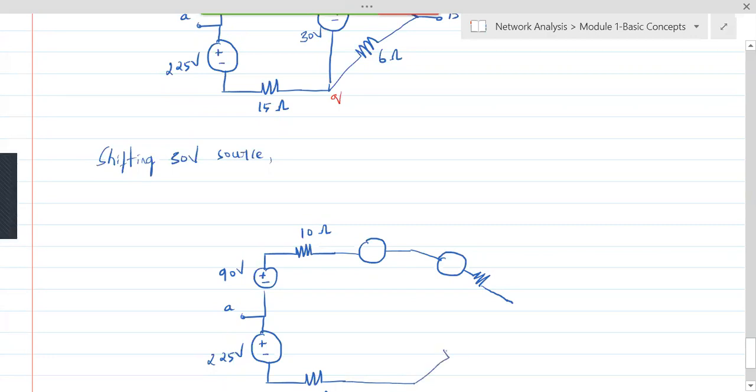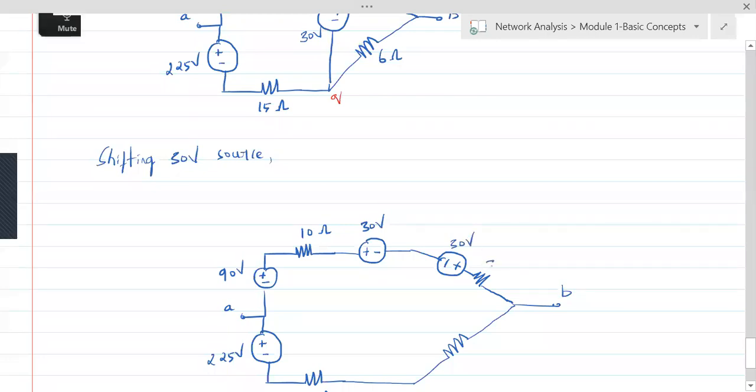And so this is how it's going to look like. This is not complete yet, let me complete it. So this is plus, this is minus, this is plus, and this is minus. Okay, so the 30 volts has been shifted. These 30 volts has been shifted now. 3 ohms and 6 ohms is there anyways.